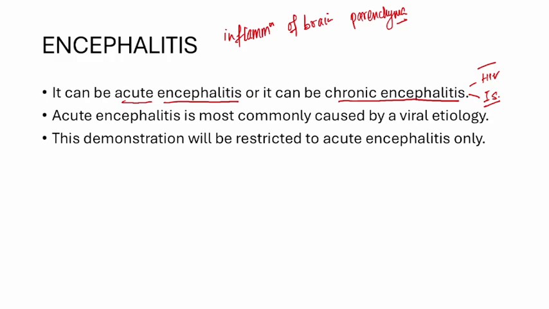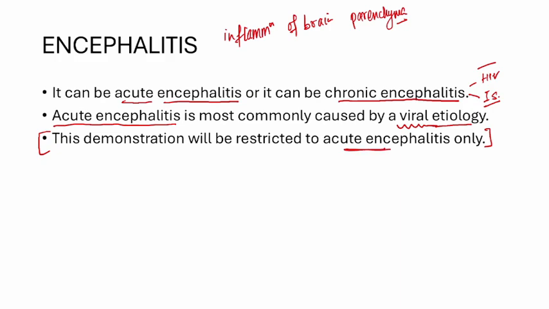But as far as acute encephalitis is concerned, it is most commonly caused by a viral etiology only. Though there can be bacterial etiology also, the bacterial etiology will manifest as meningitis only. Encephalitis alone is a viral etiology in more than 99% of cases. So this demonstration will be restricted to acute encephalitis only, right?